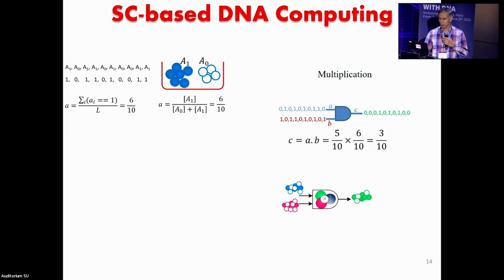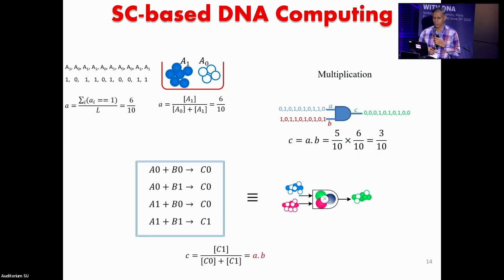And these are the 4 reactions that we can use in order to implement an AND gate. Why is it working like an AND gate? The reason is that the output C1 is achieved only when both inputs A and B are chosen from A1. So when A1 and B1 react together, we will have C1. Otherwise, always we will have C0. The same way that an AND gate works.